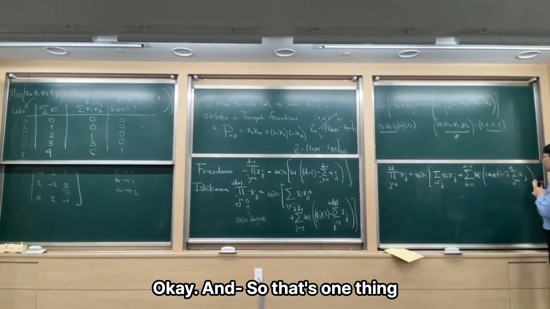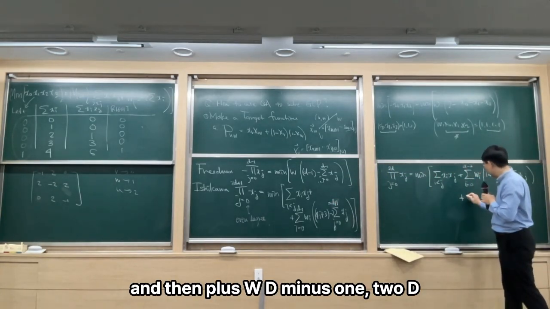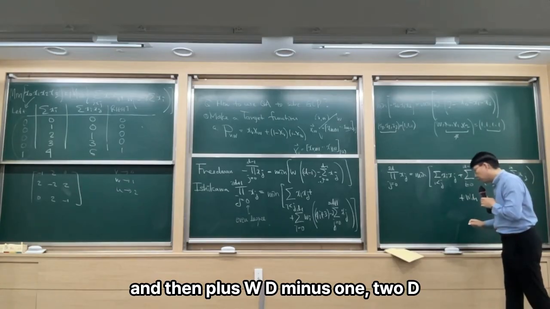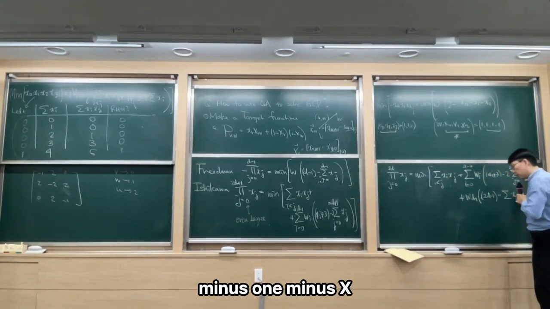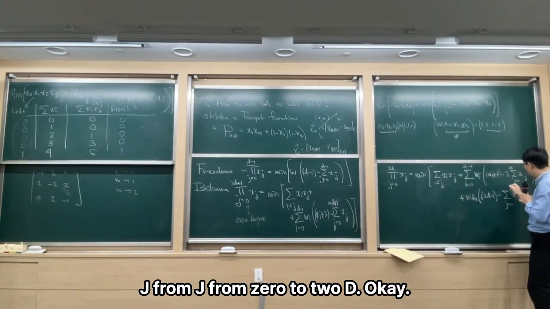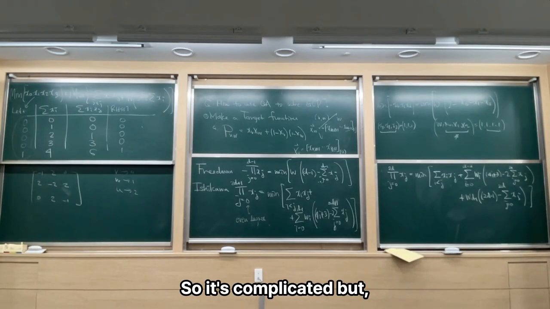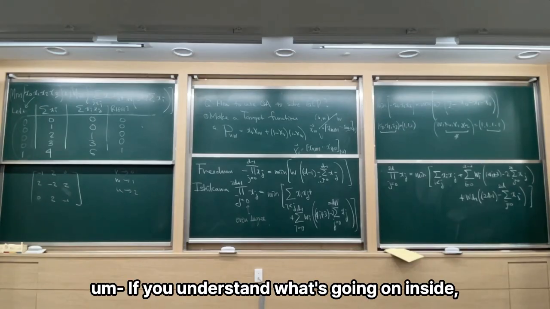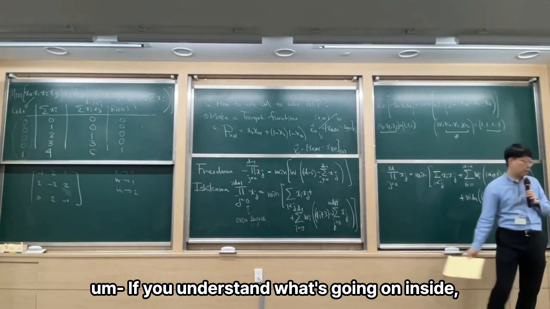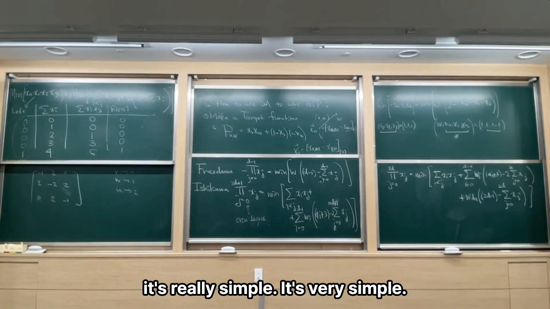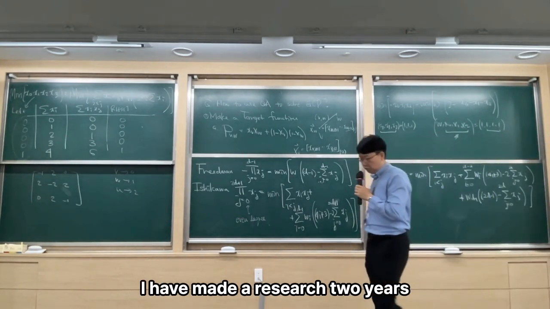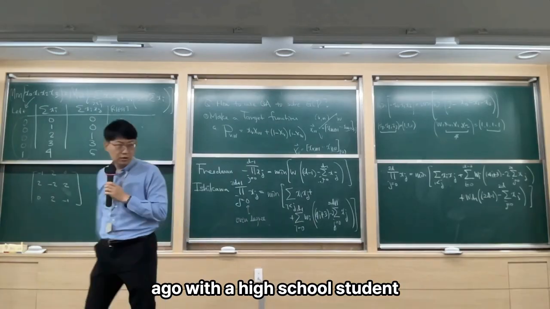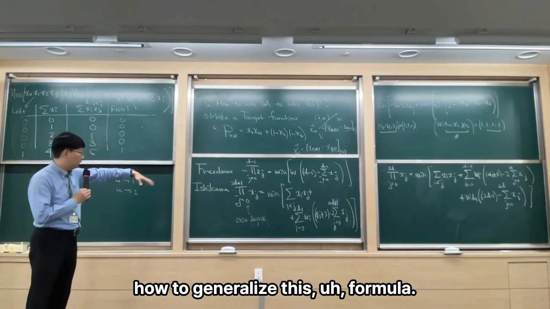And that's one thing. And then plus w_{d-1}, 2d minus 1 minus x_j, from j from 0 to 2d. Okay, so complicated, but if you understand what's going on inside, it's really simple. It's very simple. So it's a side note. I did research 2 years ago with a high school student on how to generalize these formulas.